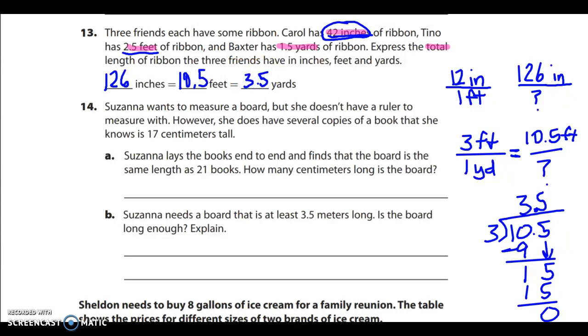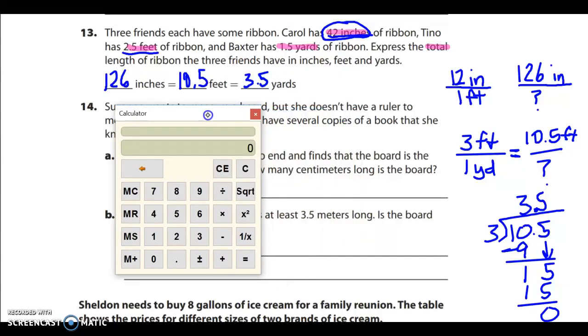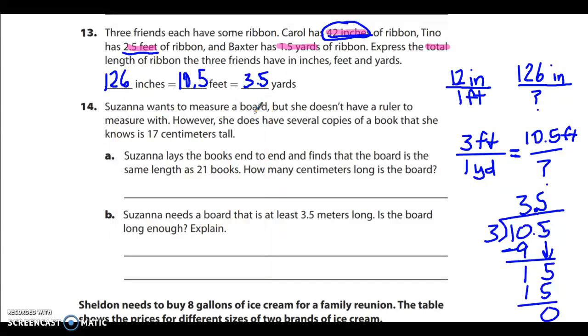And we could check our answers pretty simply. We could do things like, watch this one, 126 divided by 12 is 10.5. How about this? What's 3.5 times 36? That's 3.5 yards times 36 inches. It should be 126. It is. So, cool. All right, let's move on.